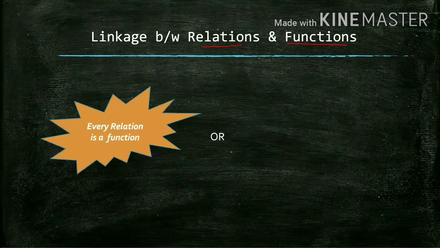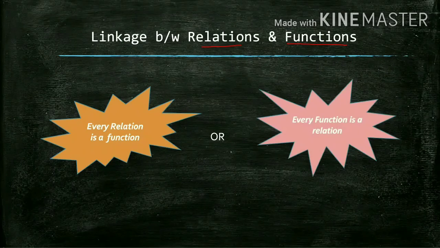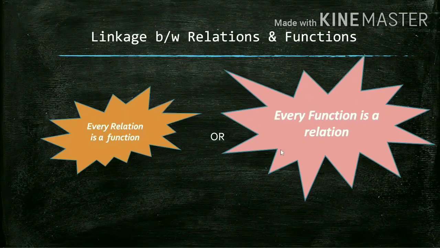That means every relation is a function or every function is a relation. Which is true? Or none of them is true? Think before you answer. Just pause the video. Recall the examples that I have taught you up till now and then answer. So I hope you get the answer. Let me just also tell you the correct answer is this one. Every function is a relation while every relation is not a function.